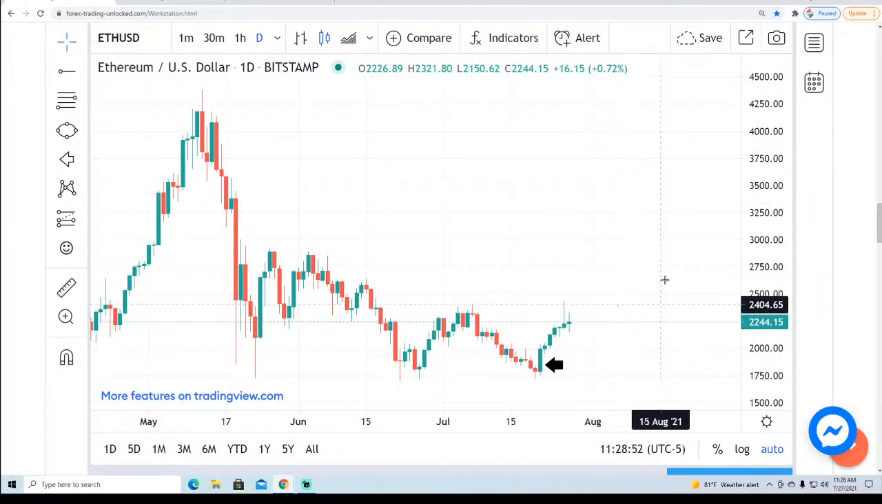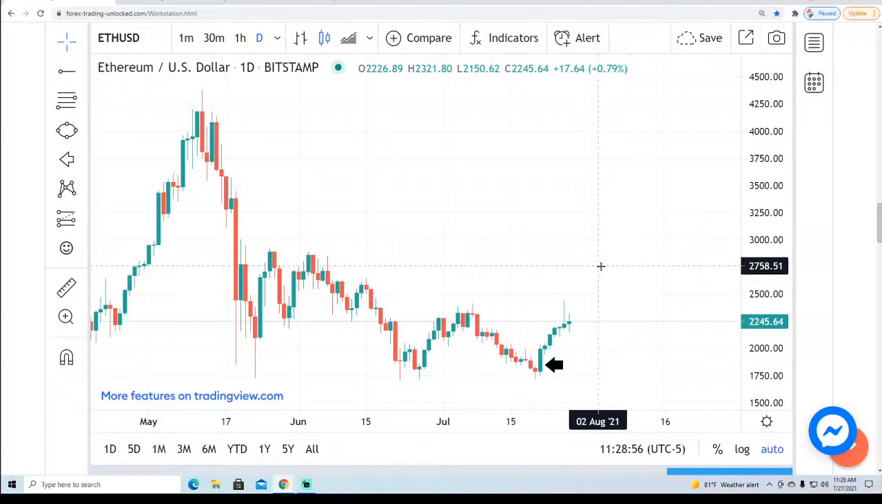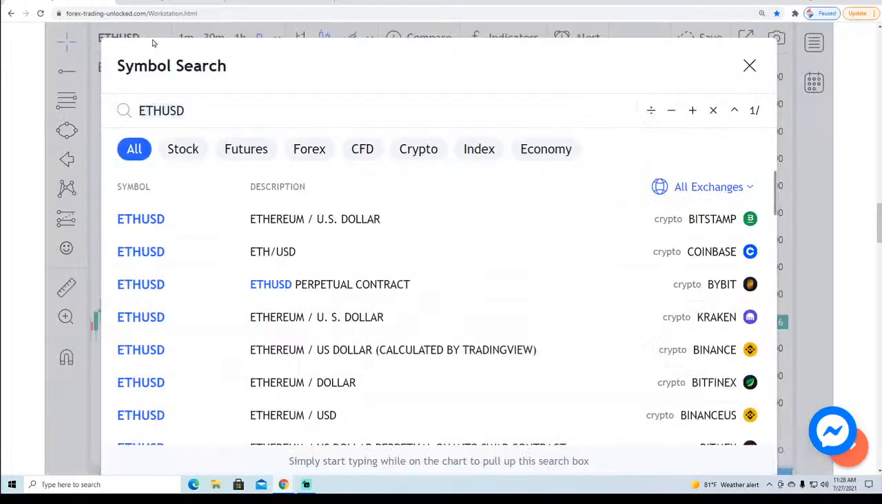Am I looking for this to go shooting back up to 4,200 anytime soon? Probably not. I think you're going to continue to base around, but I wouldn't doubt that we could probably get back up to $2,750 to $3,000 for the Ethereum US dollar.